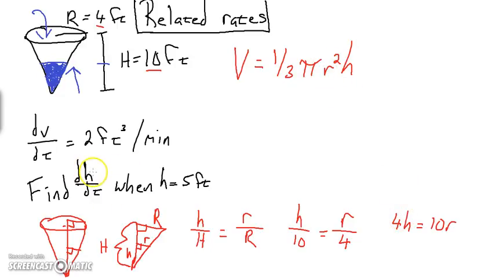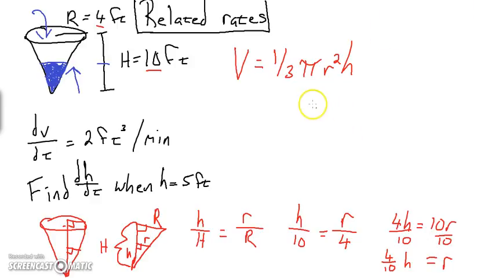Well, the problem is asking you to find dh/dt. So we need to solve for r, so we can input the number for r and get rid of the r, so it's going to be v and h as our only variables. So let's solve for r. We're going to divide both sides here by 10. Divide this by 10, divide this by 10, and we get a final answer that r is equal to 4/10 h.